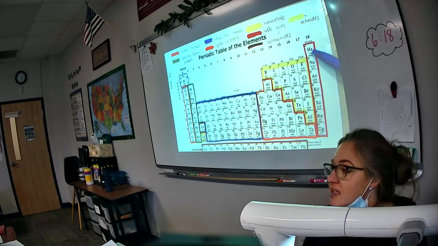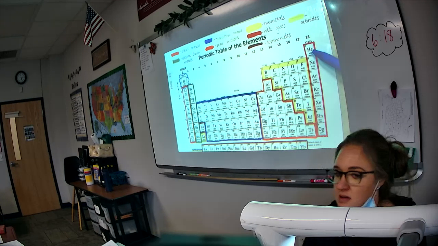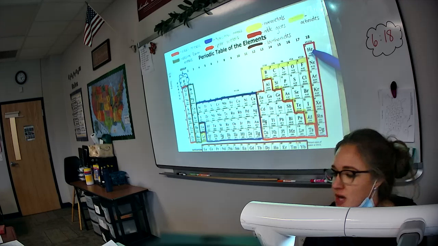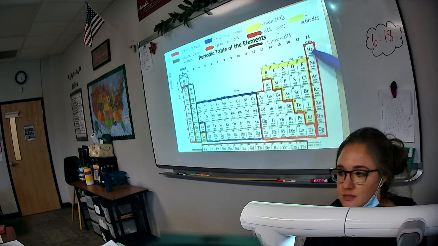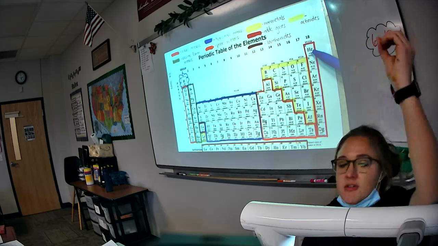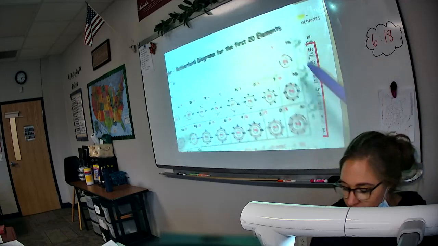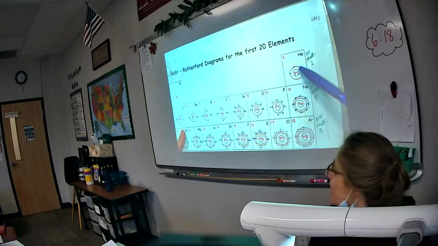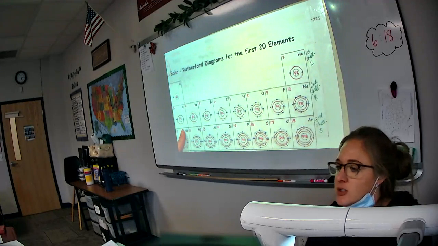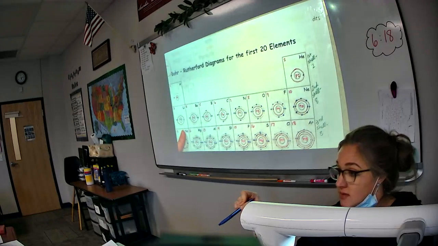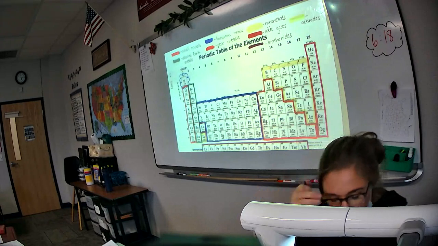How many valence electrons? So in the outer shell, but not in a full shell. 0. 0 valence electrons. Here's why. Helium only has one shell, and that one shell is completely full. So it has 0 valence electrons. Does that make sense? Okay. Let's do maybe one more.